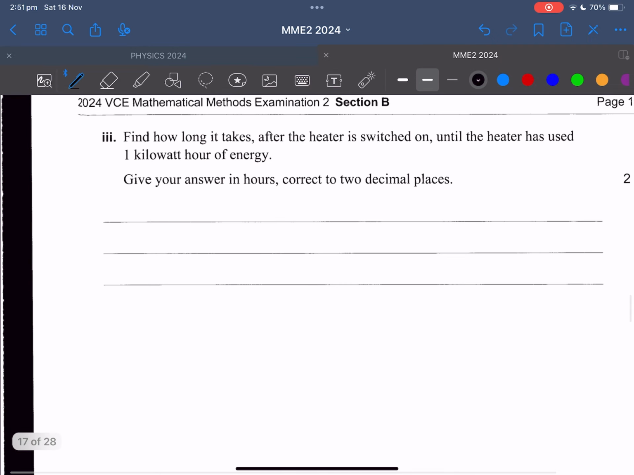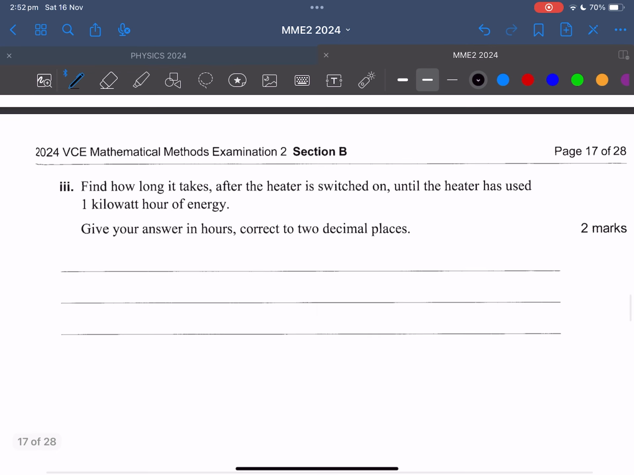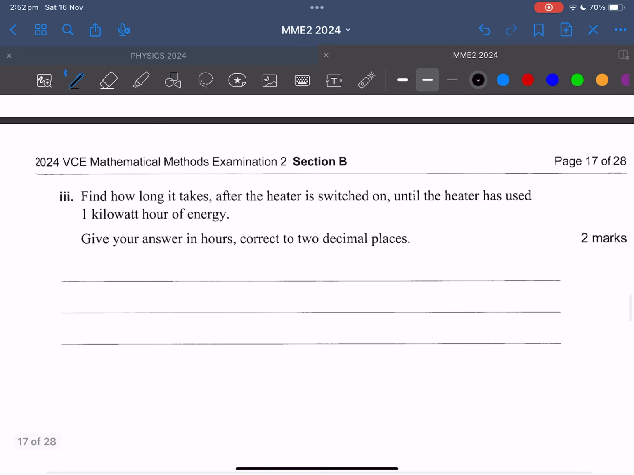Alright. So find how long it takes after the heater is switched on until the heater has used 1 kilowatt hour of energy. Give your answer in hours, correct to 2 decimal places. So now instead of finding it for 0.5 kilowatt hours, we have to now find it for 1. There's absolutely no difference in here. So we just have to change the integral.